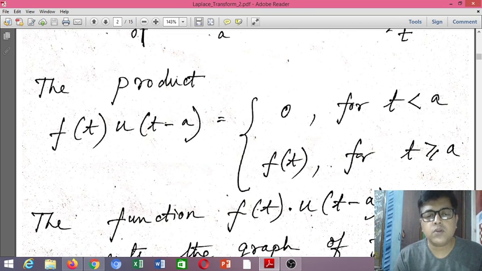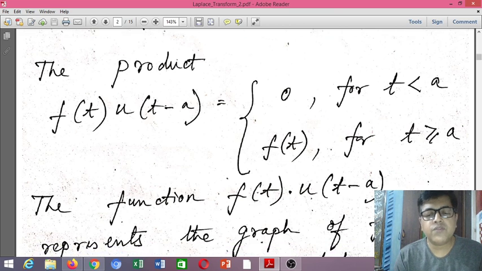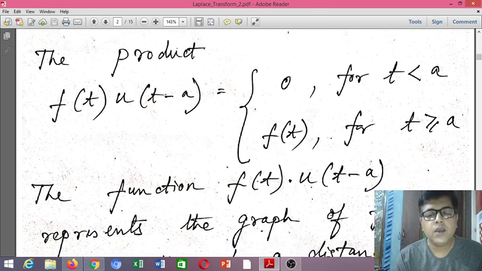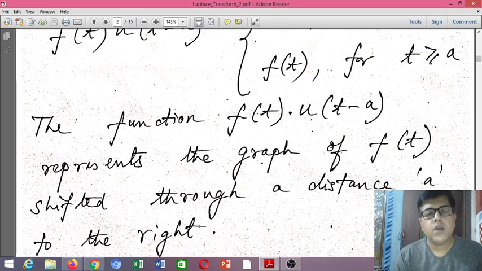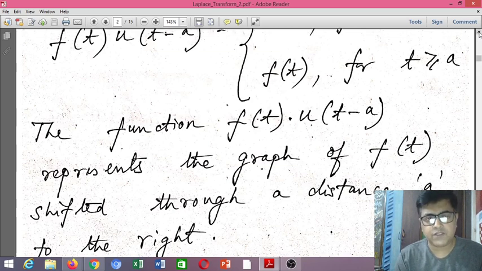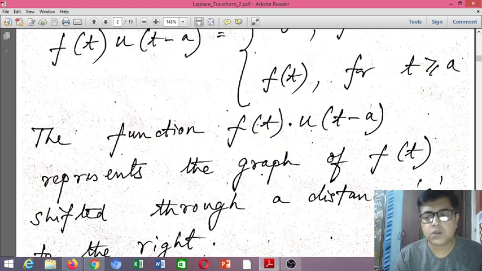What is the significance of this function? The function we have defined by taking the product of f(t) with u(t minus a) represents the graph of the function f(t) shifted through a distance a to the right. That is the basic idea of f(t) u(t minus a), whatever the function f(t) is. This is very important. We must be clear with this concept, because we'll be doing some problems based on it.